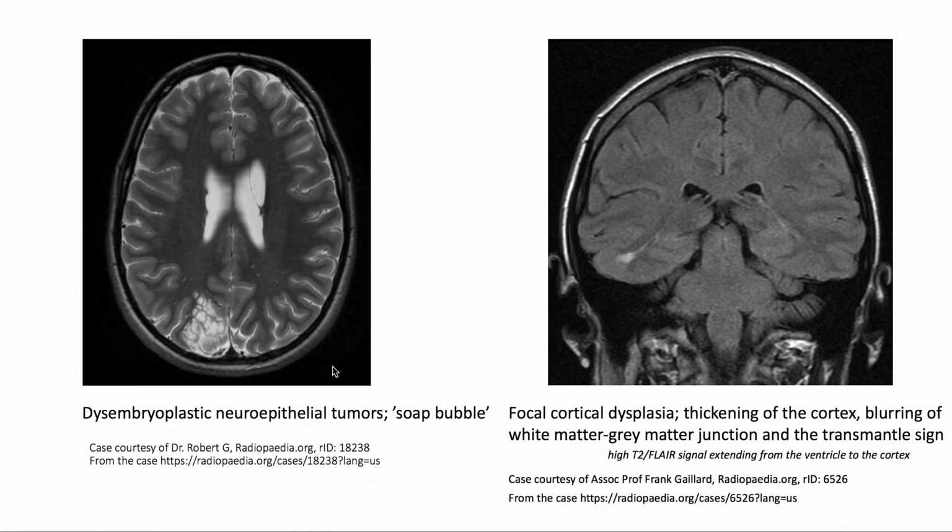Two other differentials include dysembryoplastic neuroepithelial tumors, which have a soap bubble appearance, and focal cortical dysplasia, which has thickening of the cortex, blurring of the white matter-gray matter junction, and the transmantle sign, which is demonstrated here, which is a high FLAIR signal or T2 signal extending from the ventricle to the cortex.